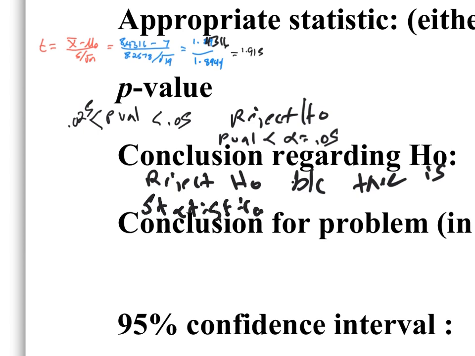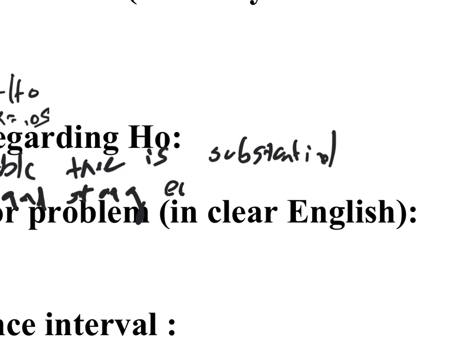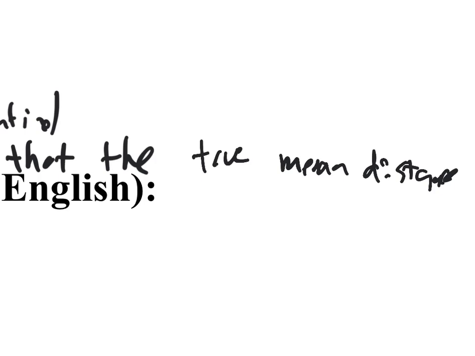Statistical and strong. I don't know if it's that strong, guys. Strong evidence that the true mean distance, mean is the average, mean distance, is more than 7 feet.